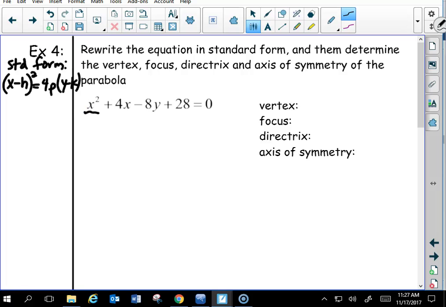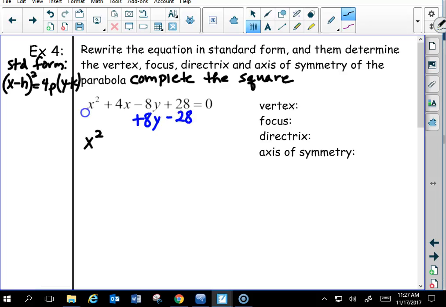All right, so in order to make this look like x plus or minus something all squared, we're going to complete the square on the x terms. So in order to complete the square, we isolate the x terms on one side of the equation. I'm going to move everything else over to the other side, and we'll get x squared plus 4x equals 8y minus 28. I'm going to ignore the y and the 28 on the other side for a moment, because I'm going to complete the square on the left-hand side.